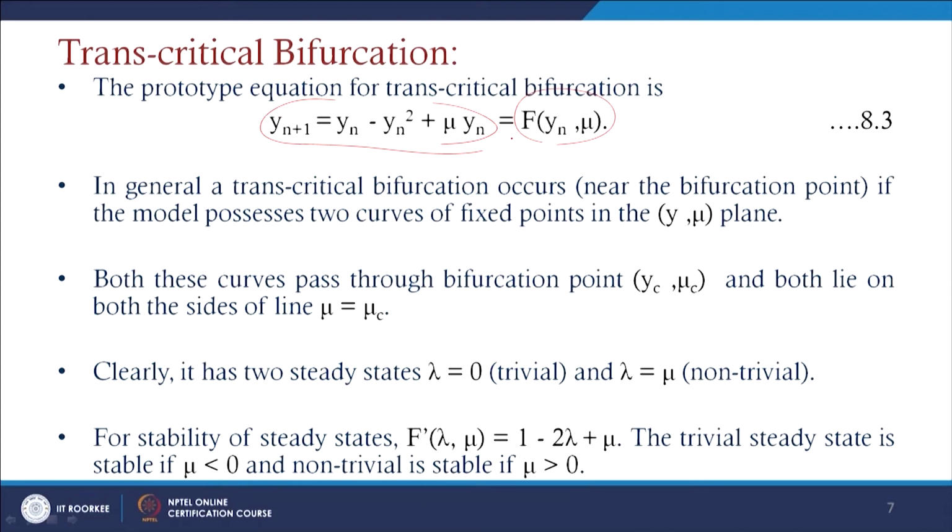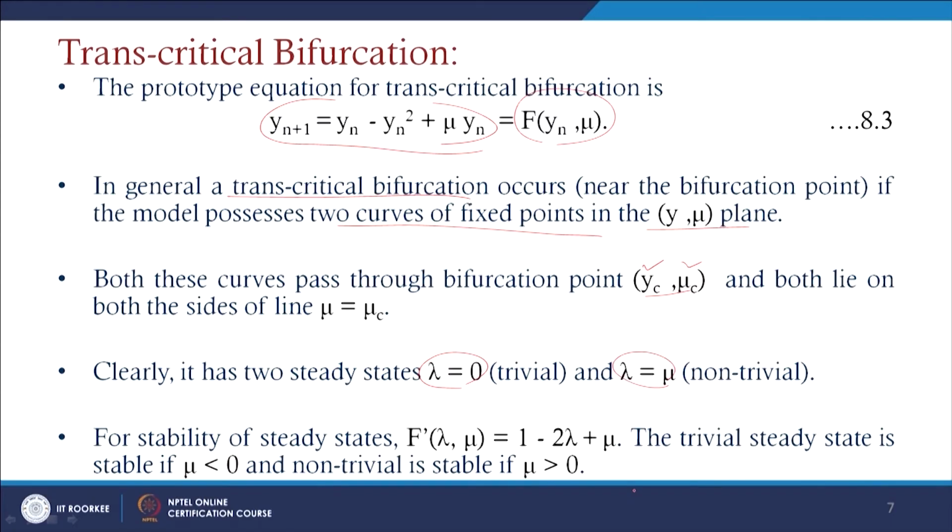And if the model possesses two curves of fixed points in the y mu plane, then we can say that it is a transcritical bifurcation. And if both these curves pass through this bifurcation point, that is y c, mu c, with the critical point for y and the critical point for mu, and both lie on both sides of the line mu equals mu critical, then we can say that this bifurcation is occurring. Clearly it has two steady states: lambda equals 0 is trivial, and lambda equals mu gives a non-trivial one.